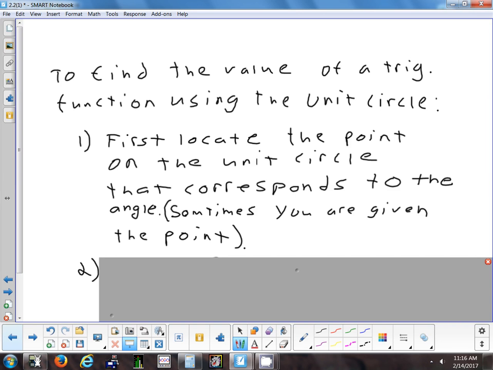Now, as of right now, you really only know how to find the coordinates for 4 angles: 0, 90, 180, 270. If it's something other than those, we'll have to talk about that, but we'll probably get to that tomorrow.